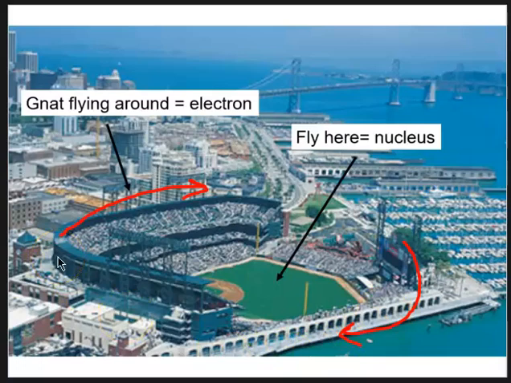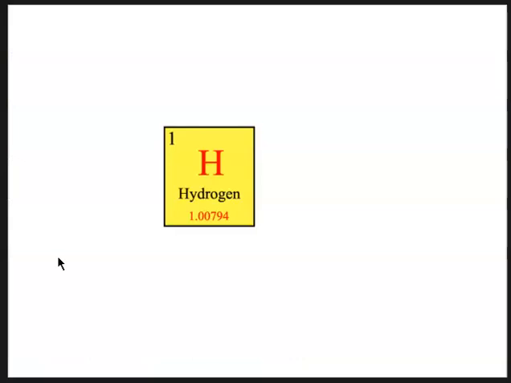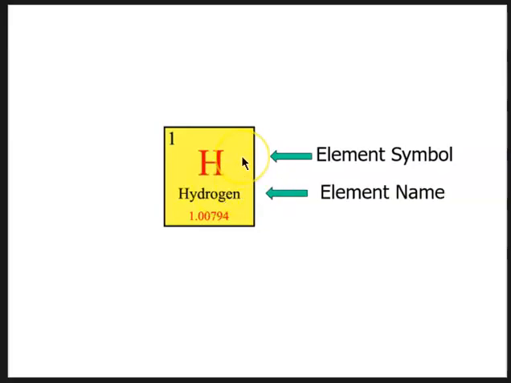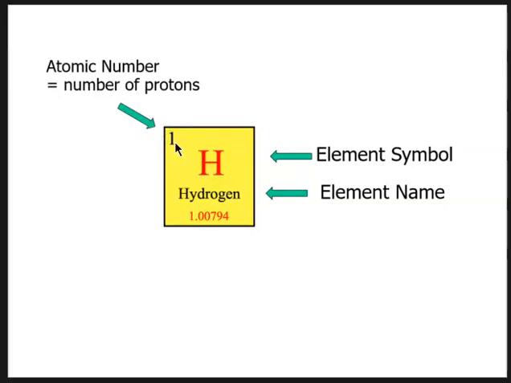Okay, so let's look at an example of what we see when we look at a periodic table. Here we have an H, and that tells us it's hydrogen. Some periodic tables only show us this H and don't actually tell us what the name is. The H is the element symbol, and every element has its own symbol, and hydrogen is the element name. This number over here in the upper left corner is called the atomic number. The atomic number equals the number of protons a single atom of that element contains.